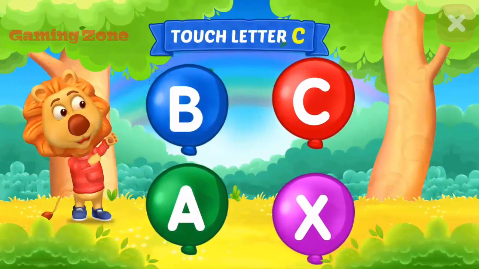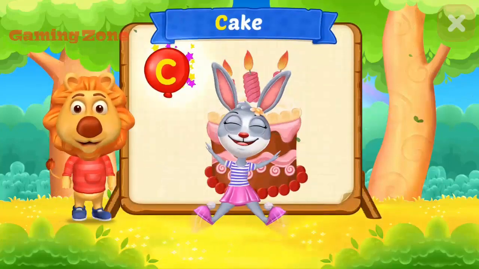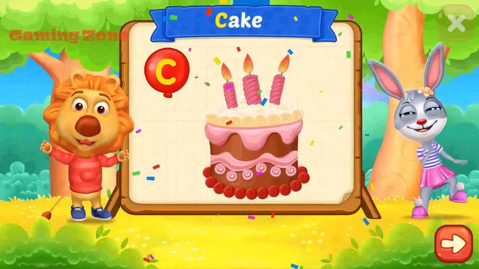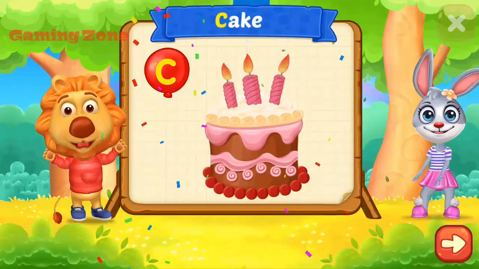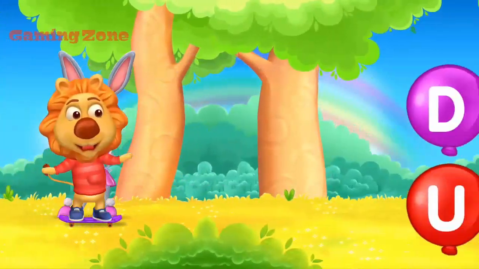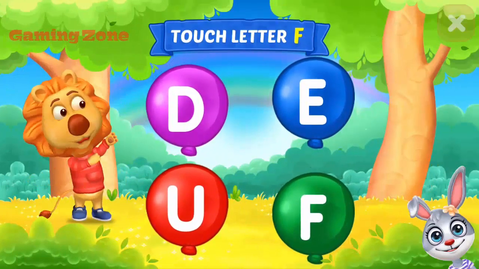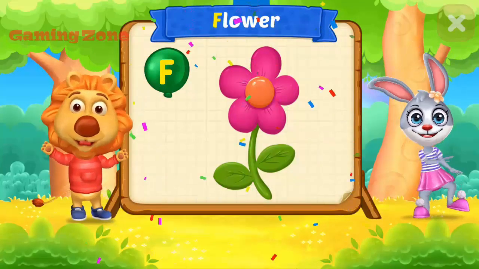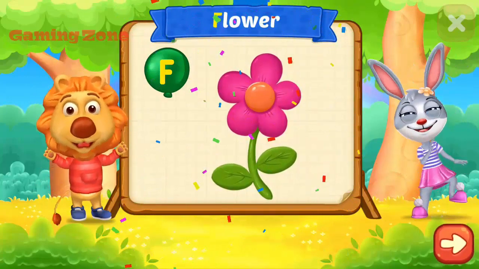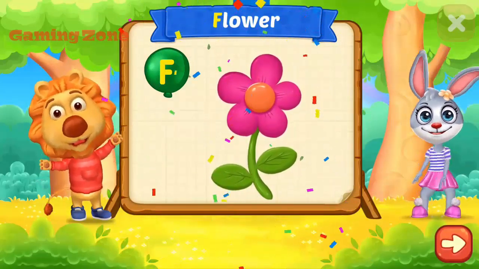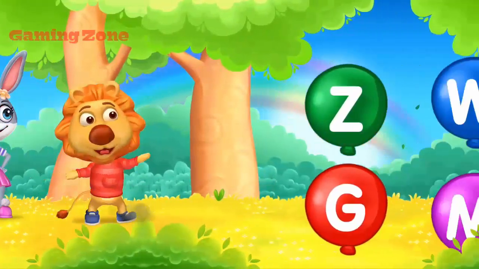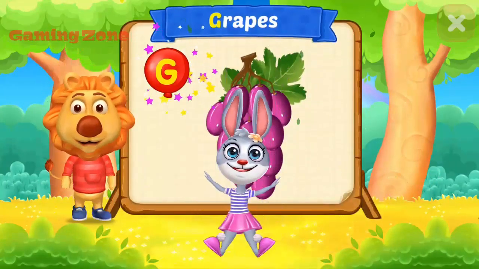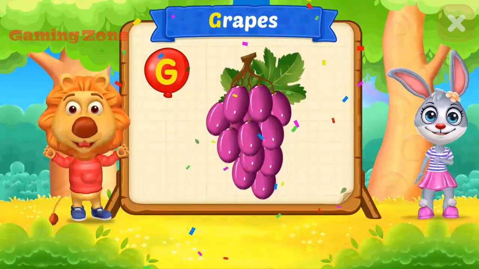Touch letter C. C is for cake. Touch letter F. F is for flower. Touch letter G. G is for snakes.